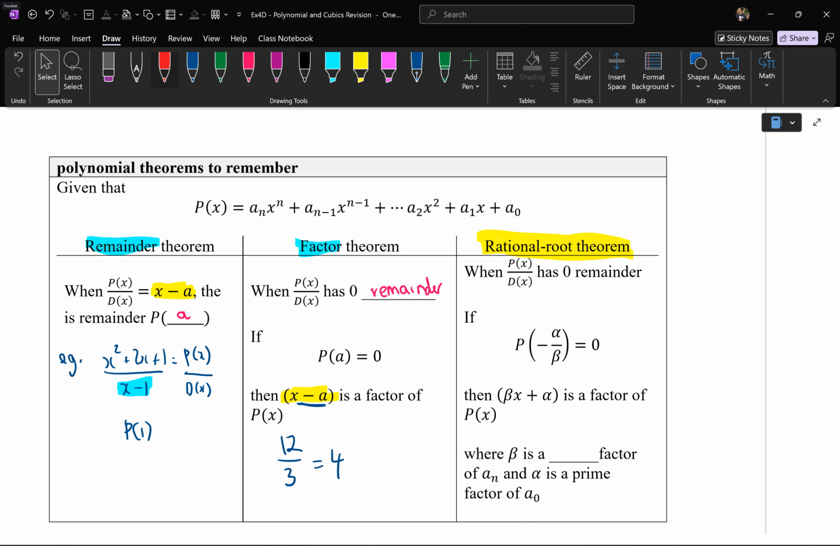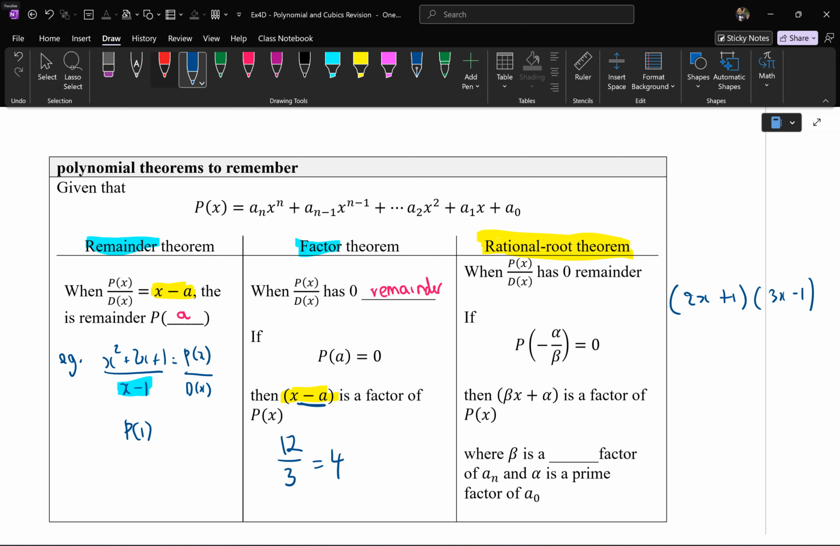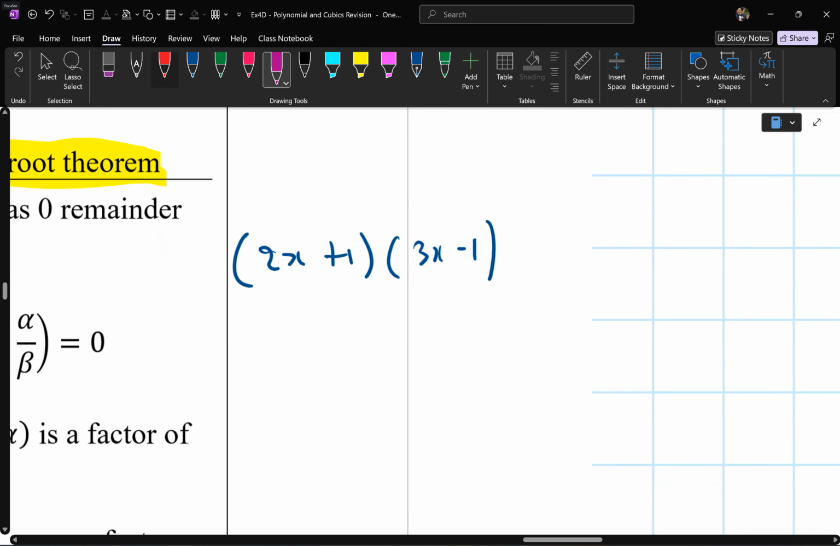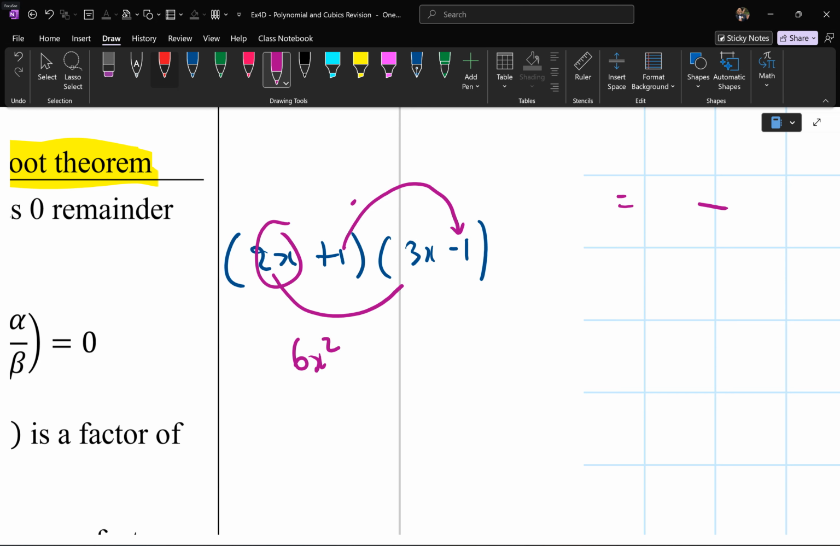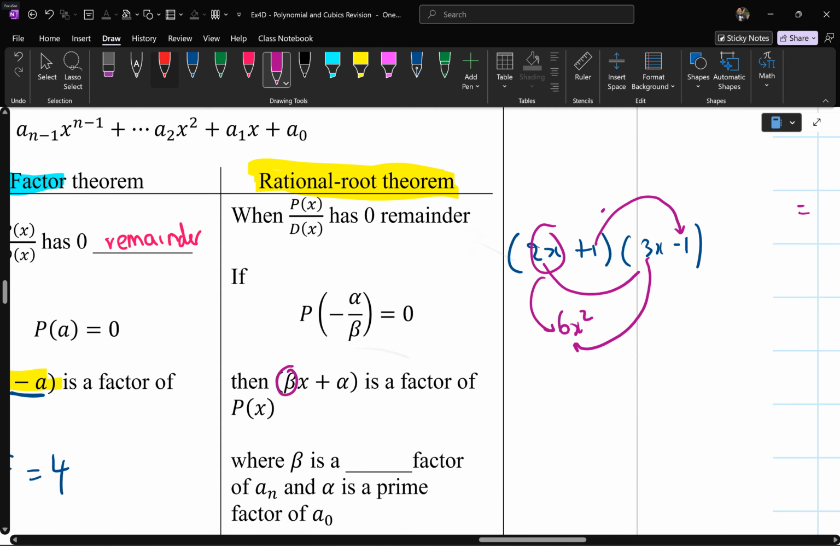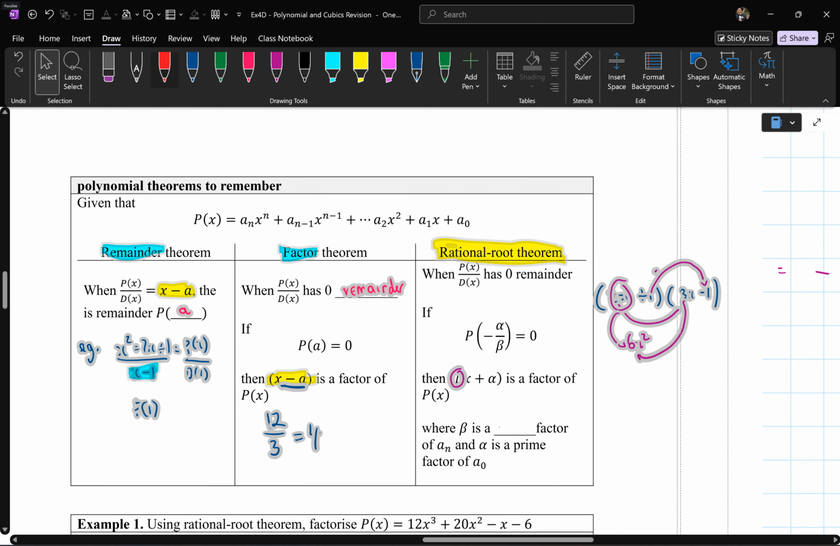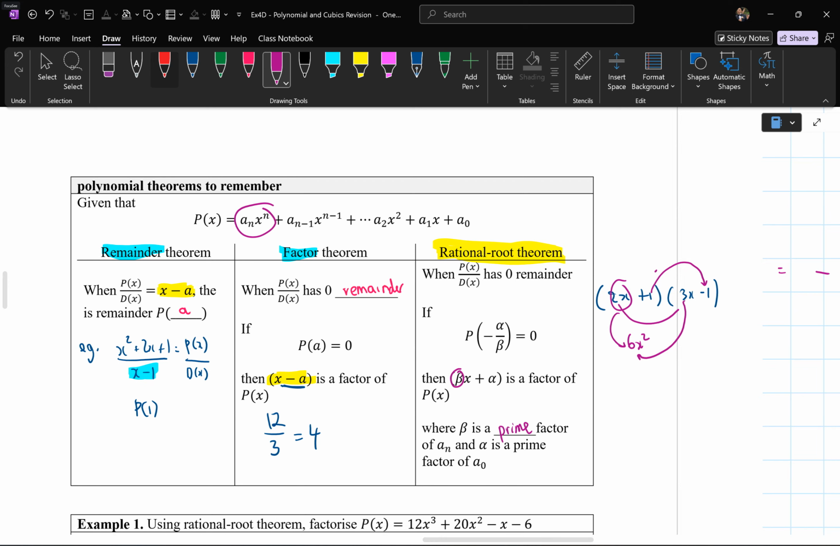Yeah, because the only way to get that last number is when you expand the brackets. I'll do an example here. If I did 2x plus 1 times 3x minus 1, can you see when we expand that, 1 and 1 will give you that final constant term, whereas 2x and 3x will give you that 6x squared. So of course 2x has to be a factor of 6, and this 3 has to be a factor of the 6. So that's why we're saying this beta term, whatever that is, must be a factor of the first term. And then alpha must be a factor of the last term.